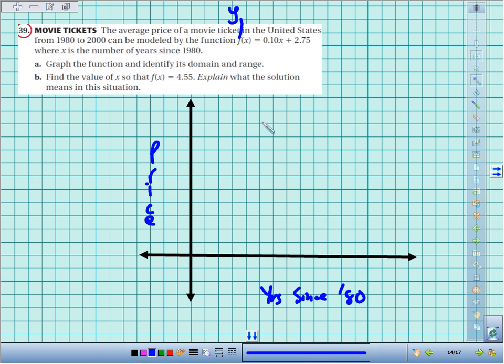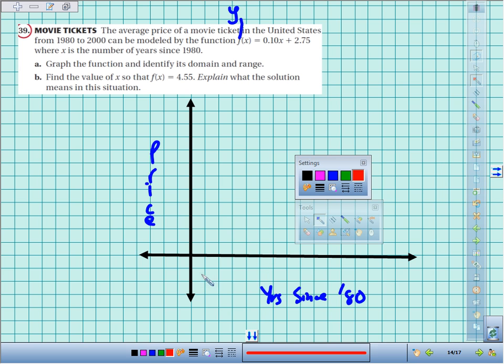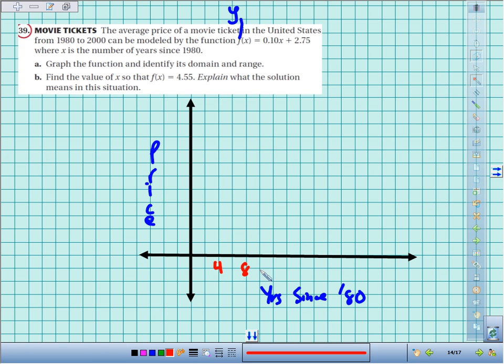Now the years are going from 1980 to 2000. So 1980 would be the beginning of the study. That would be year 0. 2000 is 20 years later. I don't think I have 20 boxes here, so I'm going to go by 2s. So there's 2, 4, 6, 8, 10, there's 12, 14, there's 16 years. So that would be 1996. There's 18, and 20 would be 20 years later, which would be the year 2000.